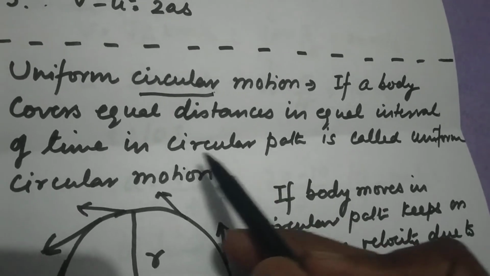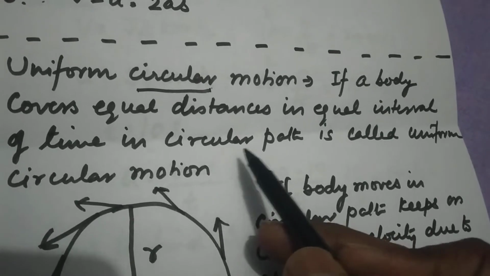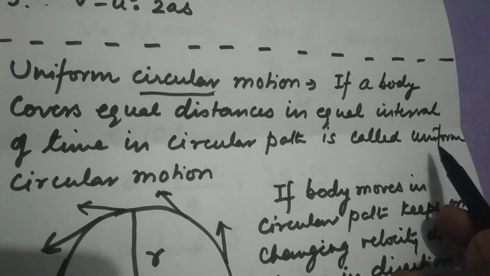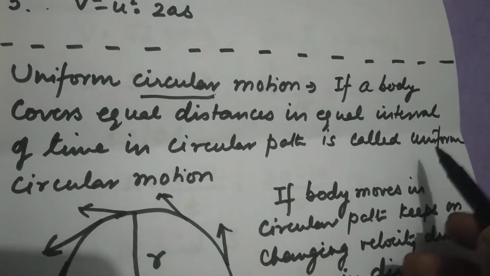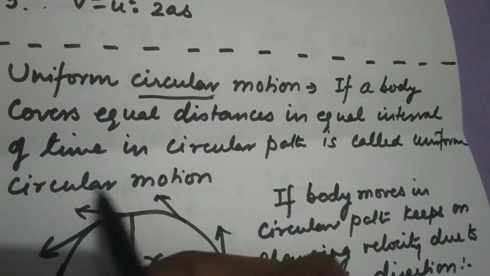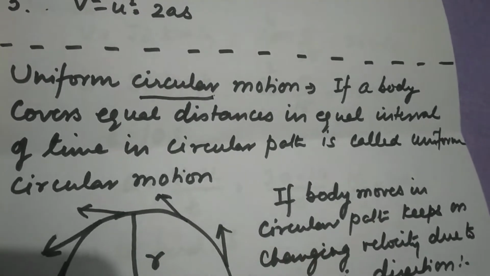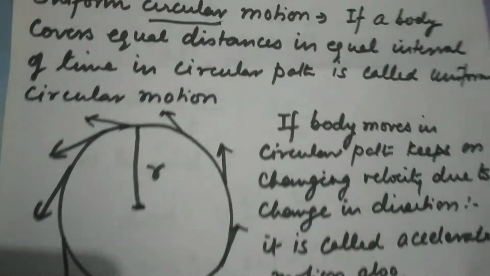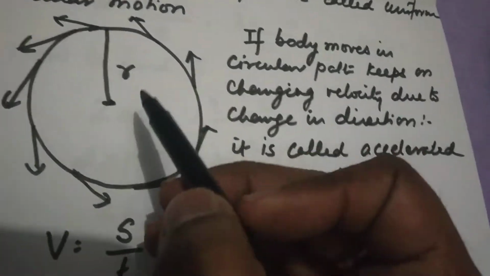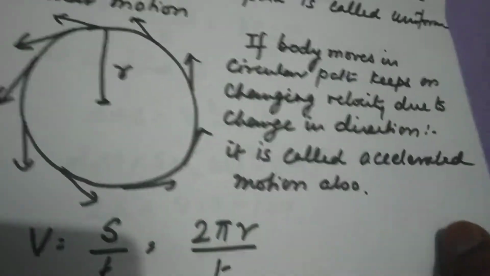So if it is not moving in a straight path, but is moving in a circular path, then it is known as uniform circular motion. So uniform motion is added with the new word called circular, because it is moving in a circular path. In this diagram, you can see that the body is moving in a circular path.